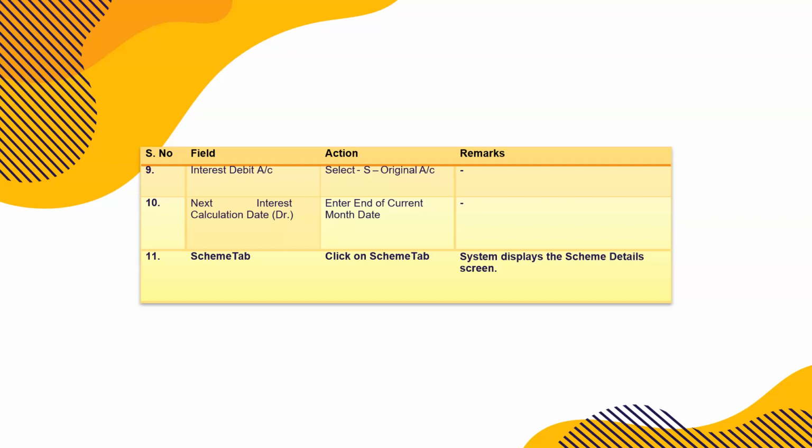Since we don't pay any interest on cash credit or overdraft, the interest credit will be masked here, right? So we don't have any drop down options. Only in the debit account interest do we have this drop down option, and we have to choose S as original account. Next, interest calculation. Interest is charged on a monthly basis. So whatever day of the month you open the account, you have to put the last day of the month as the next interest calculation date, because interest is charged monthly in loan accounts, right? Then we go to the scheme details.